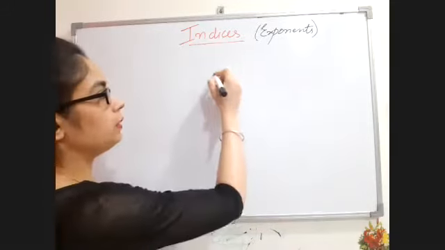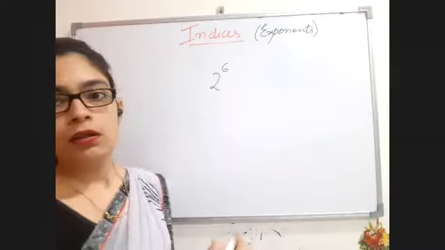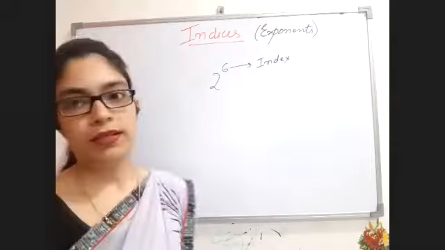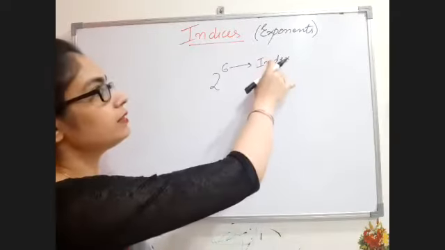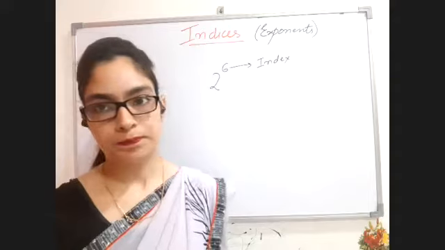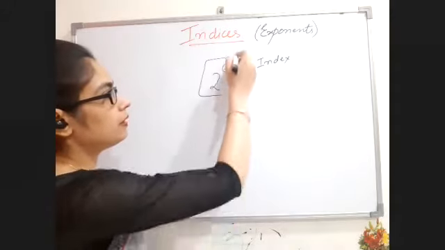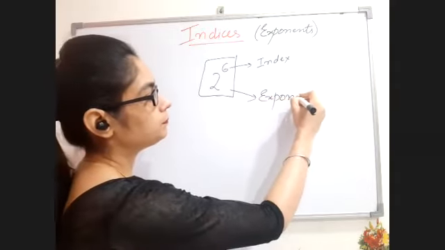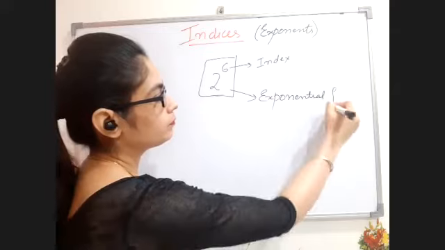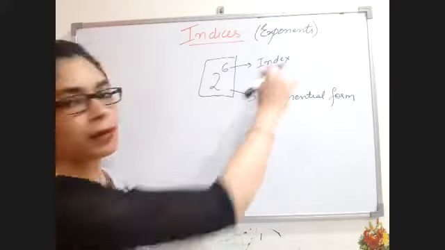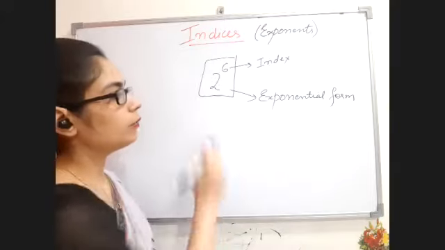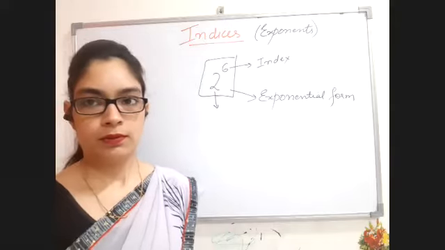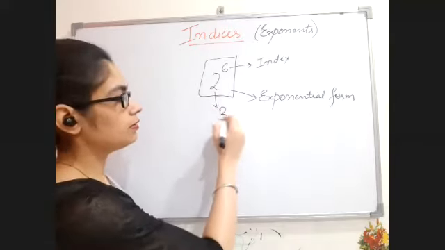The meaning of exponent is the power of any number. Like if I write any number, 2 raised to power 6, this 6 is the index, exponent. Index is singular, indices means plural. The number I have written is in exponential form. This 6 is the power or exponent or index, and what is the name of this 2? The base, yes. It is the base.